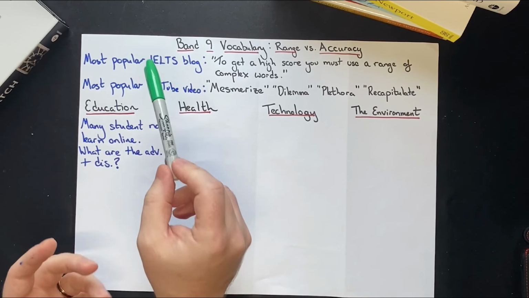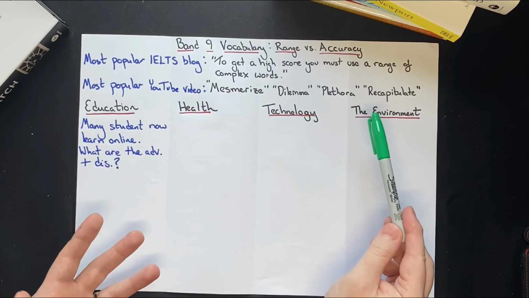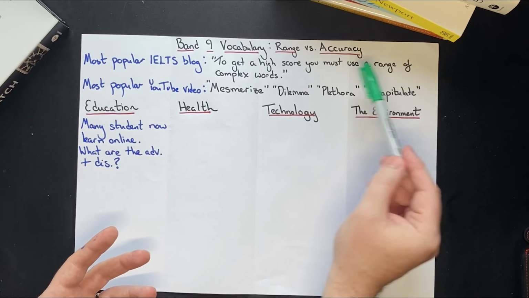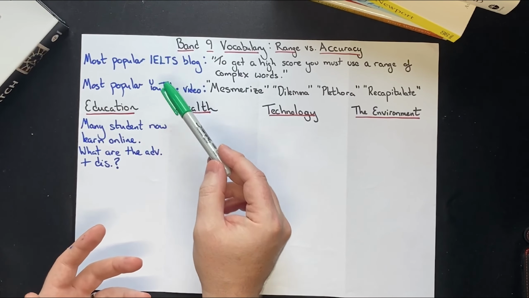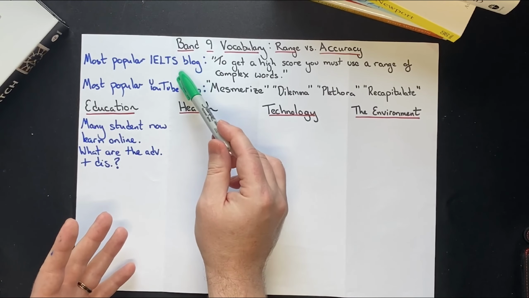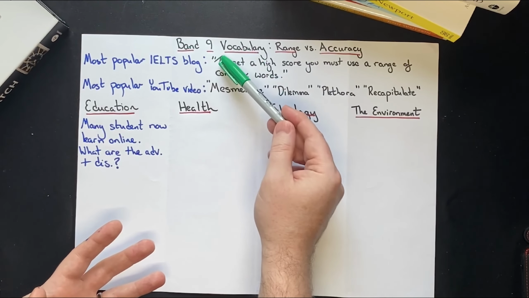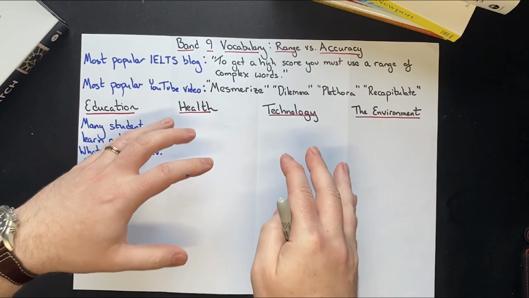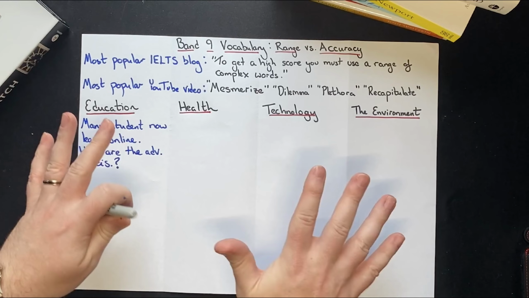So if you go to the most popular IELTS blog, I'll not name it, but if you go to their vocabulary section, what they say is to get a high score, you must use a range of complex words. Right? Most online resources, most teachers, not all teachers, but most of them are giving this kind of advice. All you have to do to get a band 9 is learn lots of complex words, put those complex words into your essay, and you will magically get a high score. Well, that is not the case.